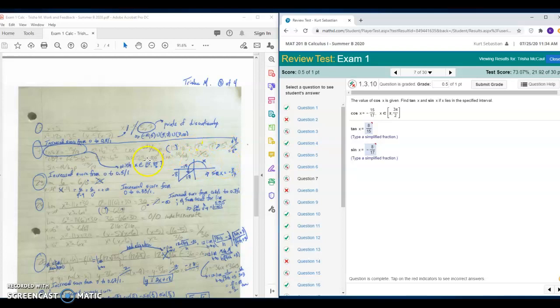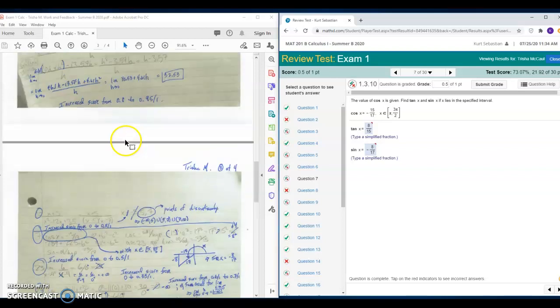But so then once you have the sides of the triangle, you can get that the sine of x is opposite over hypotenuse, negative 8 over 17. Right? That's this guy. And then the tangent of x would be opposite over adjacent. Negative 8 over negative 15 would be positive 8/15. So you had some work that was kind of along the right lines, so I thought, okay, it's fair to go from 0 to 0.5 here.